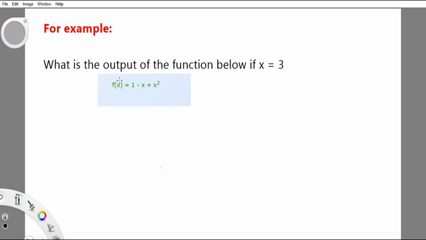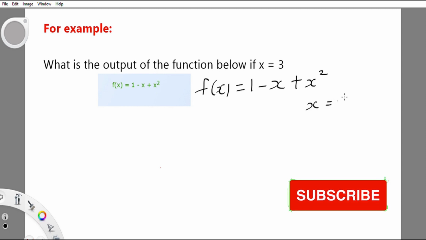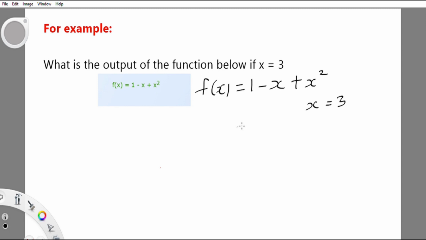It says, what is the output of the function below if x is 3? The function is given as f of x is equal to 1 minus x plus x squared, and we're given that x is 3. So that means that we have to substitute x for 3. Therefore, f of 3 is equal to 1 minus 3 plus 3 squared.